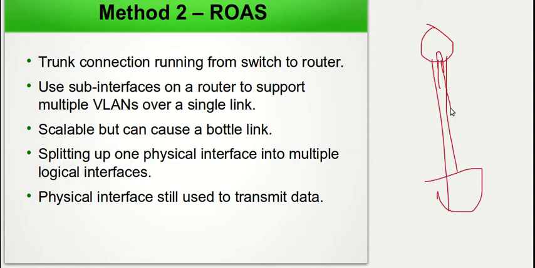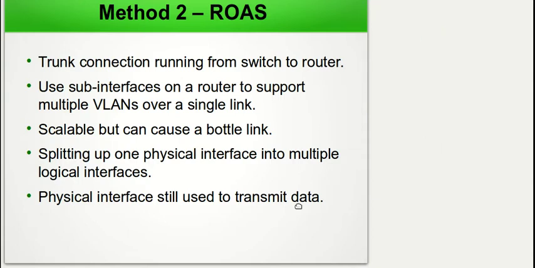This is scalable because we can use one trunk link to support multiple VLANs. The problem is it can cause a bottleneck. If we're using a single link to carry traffic between our different VLANs, that means that if we have a lot of traffic moving between our VLANs, that traffic can be bottlenecked here, which will slow our network down. Because we're using a single link, the router is limited in how fast it can receive and send traffic back over that same link. And the physical interface is still used to transmit our data.